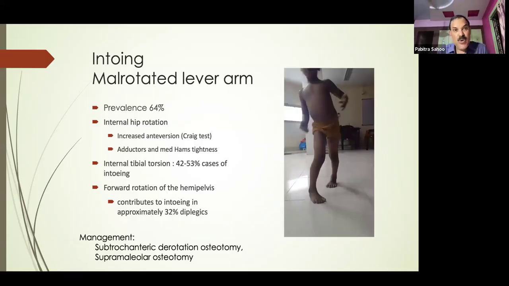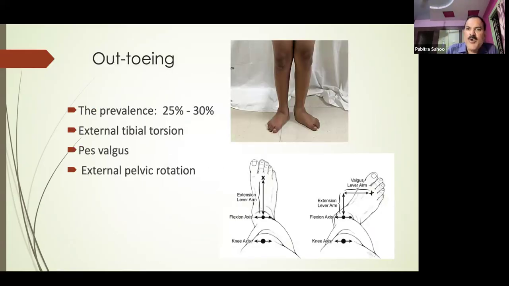Now, coming to outtoeing gait, sometimes the foot will be outgoing as a compensatory mechanism for internal rotation of the hip joint, sometimes compensated by external rotation of the tibia. When the tibia gets externally rotated, the foot also gets externally rotated, and there is associated valgus of the foot. So this external tibial torsion is associated with pes valgus. Pes valgus is a flexible foot, not a rigid foot. For the foot to become rigid, it must be supinated, but unfortunately this tibial torsion with foot external rotation is a pronated foot.